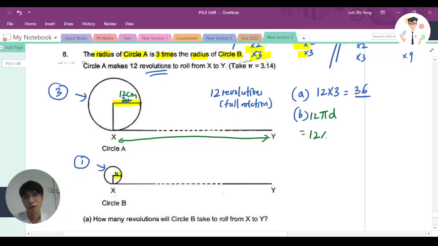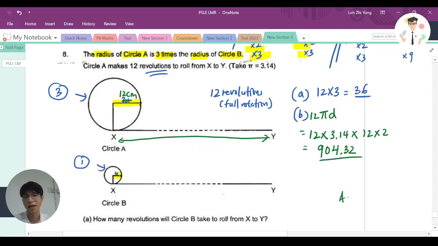So 12 times pi, which is 3.14, and diameter. What's my diameter? I have radius, but I don't have diameter, right? But if I have radius, I just need to times 2, then I can find diameter. So 12 times 3.14 times 12 times 2. The answer that you get is supposed to be 904.32. And you are done.